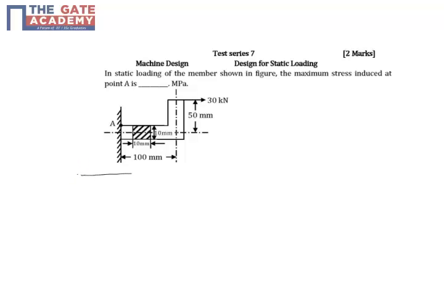Okay, so let's discuss a question from machine design. You have a bent rod which is given and 30 kilonewtons is applied. What is asked is, at point A, what is the stress induced?